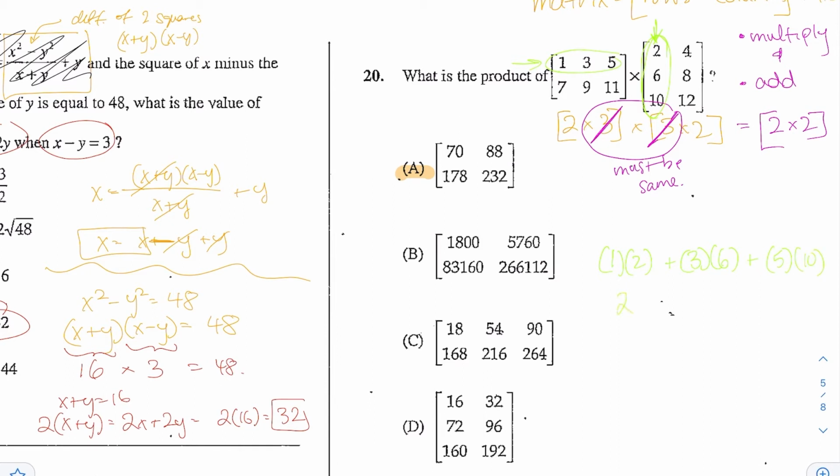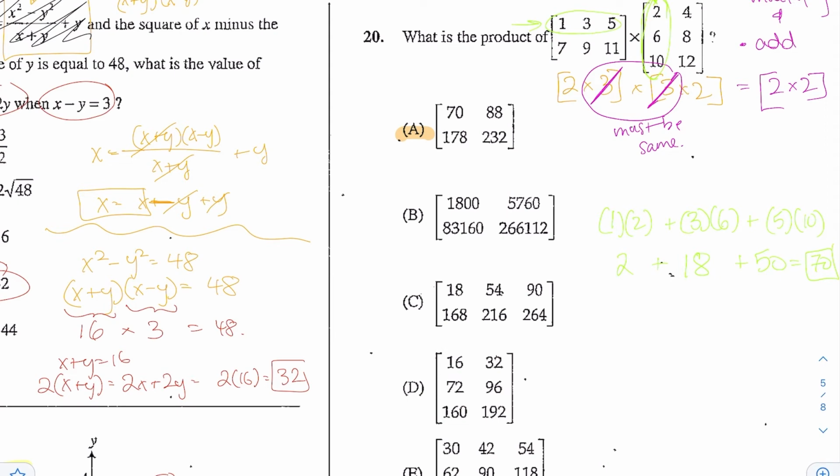And this is going to be 2 plus 18 plus 50, which will give you 70. So the first number in this 2 by 2 matrix will be 70.